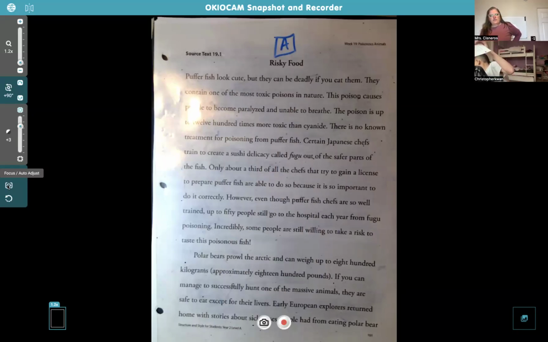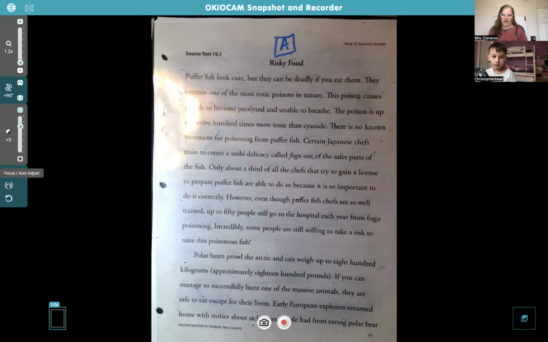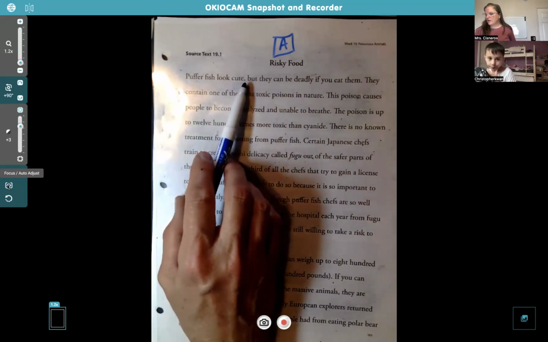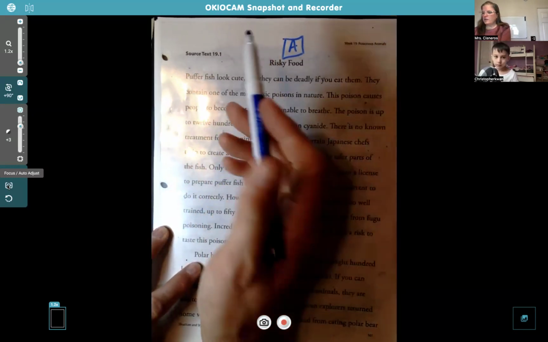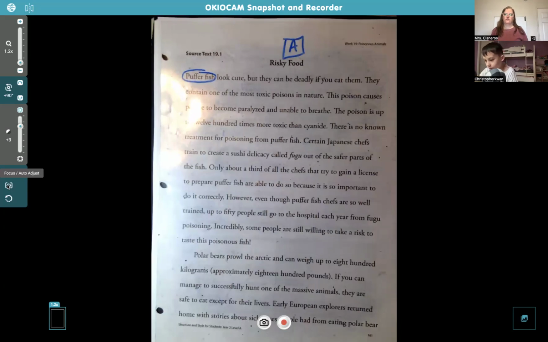Now, this particular lesson, it's kind of nice. They organized it pretty easily for us so we can figure out what the topics are. So you know how we usually write in the margin what the paragraph is mostly about, but today we're actually going to circle some words because it's pretty obvious. So if you look at the first paragraph, you see how it says puffer fish look cute, but they can be deadly if you eat them. This paragraph is going to be about the puffer fish. So just circle puffer fish.